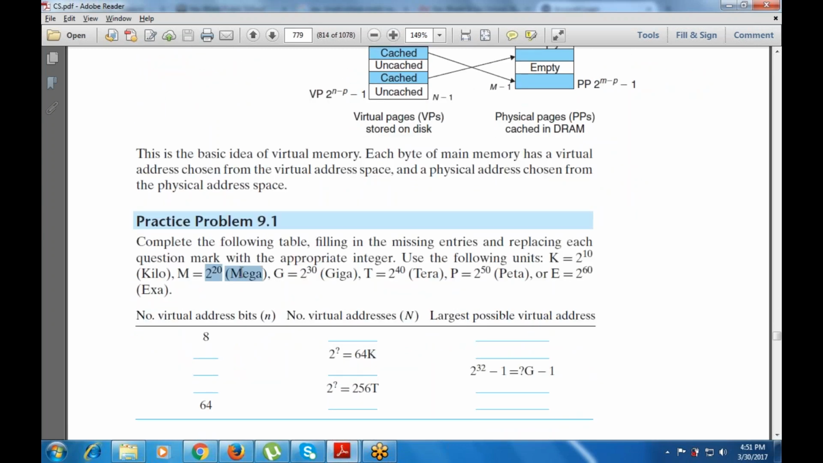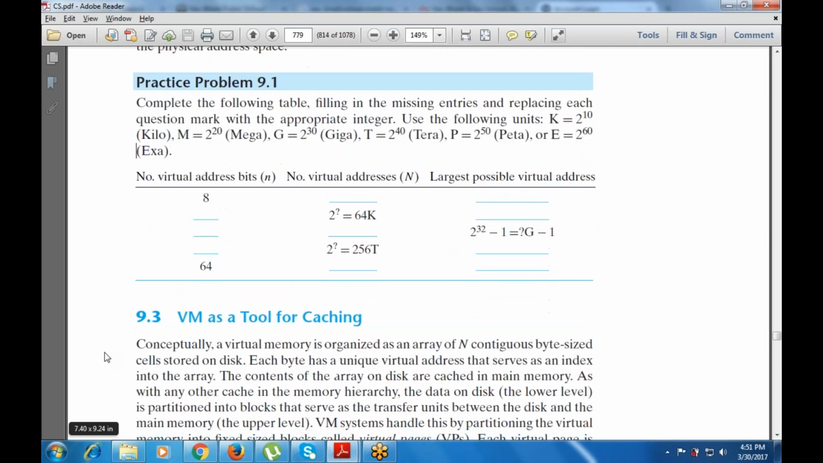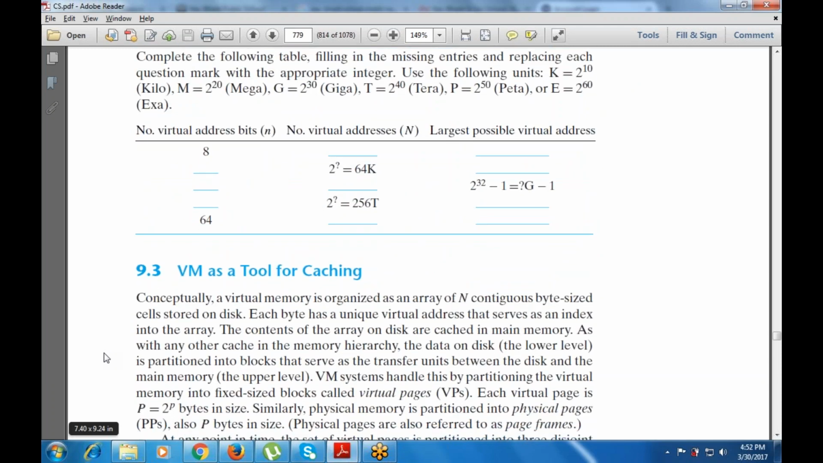The sizes are 2^10, 2^20, 2^30, 2^40, 2^50, 2^60. That is, this starts from kilo, then mega, then giga, then tera, then peta, then exa. Then we move on to VM as a tool for caching.